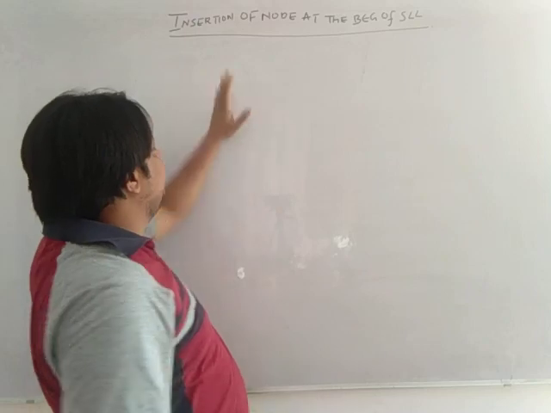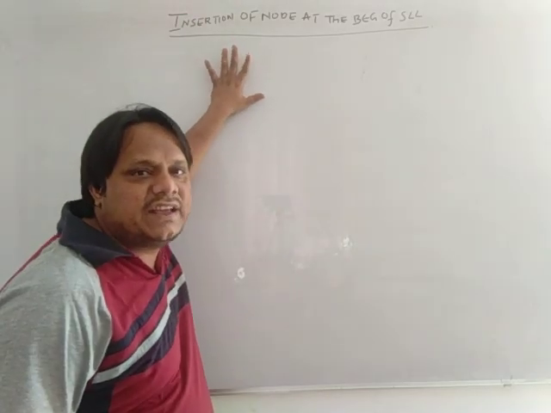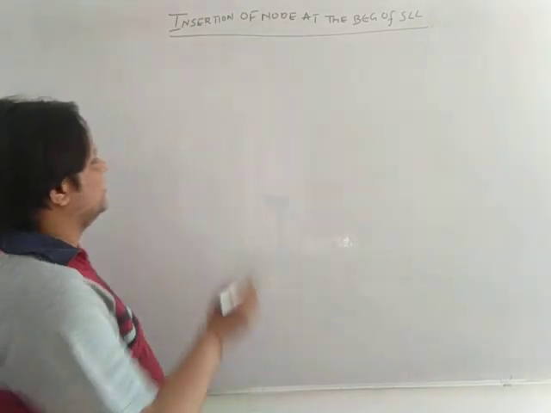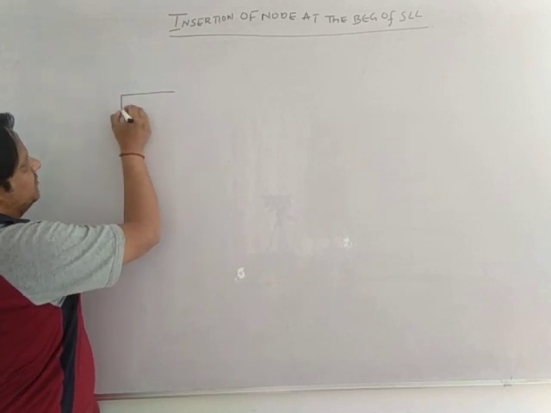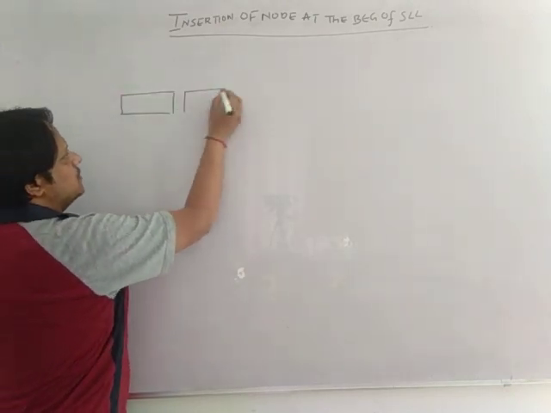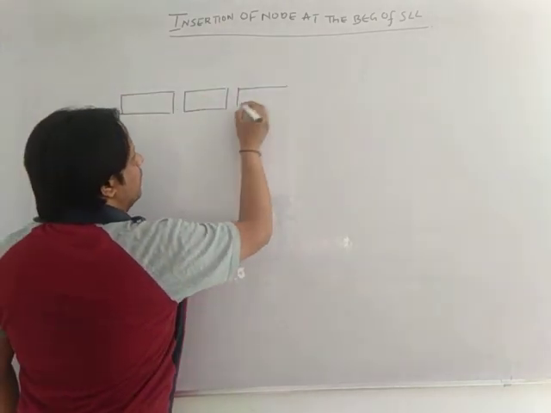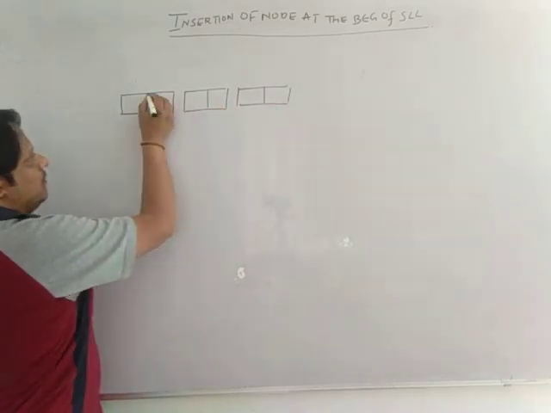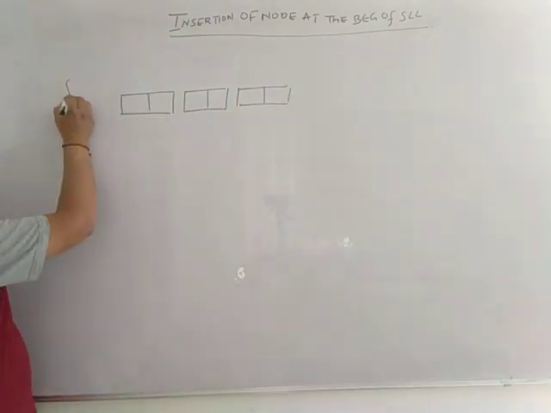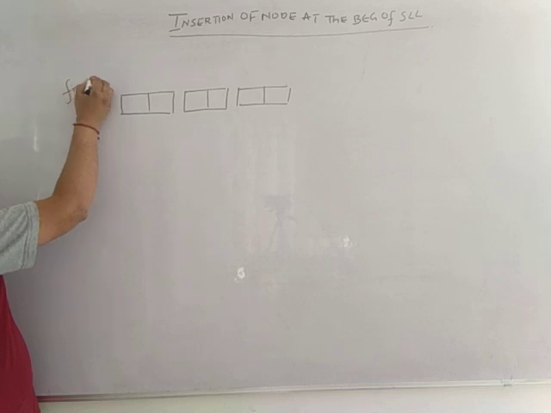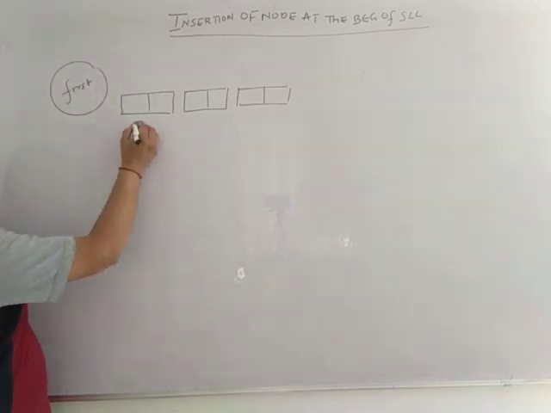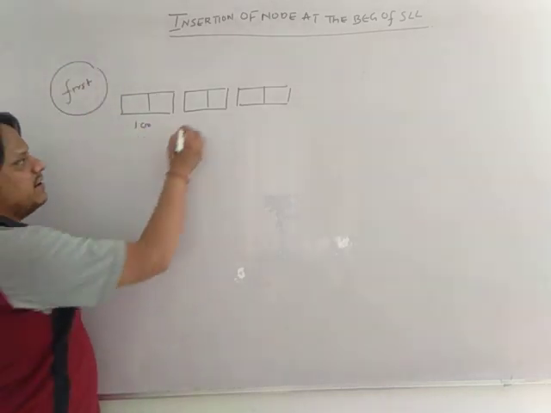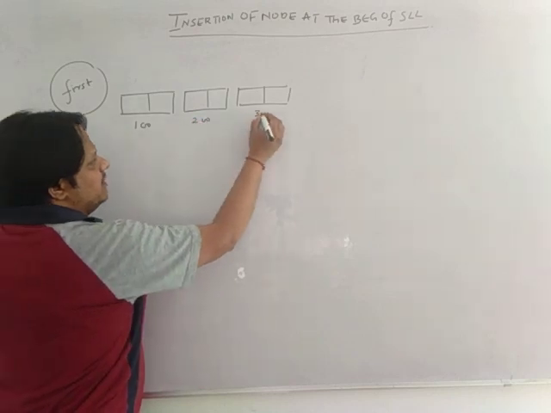So today what we'll see is insertion of a node at the beginning of a single linked list, right? So let's take a single linked list first. Let's suppose I have this linked list having 3 nodes, right? And then there is the first pointer which always points to the very first node of a linked list. Let's suppose the address of the first node is 100, then 200, and then 300.